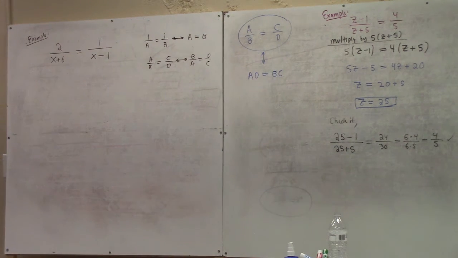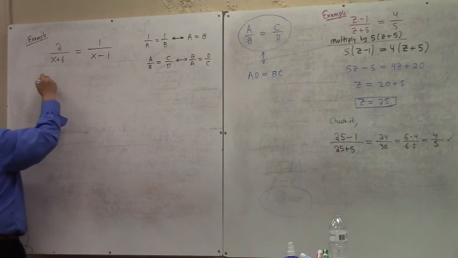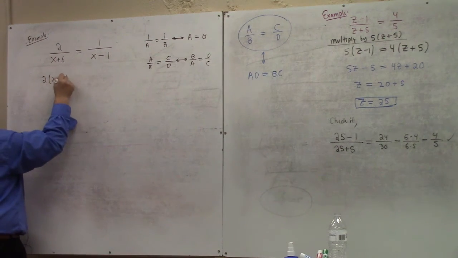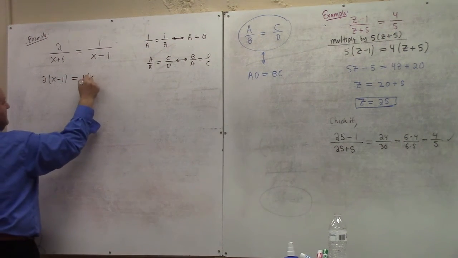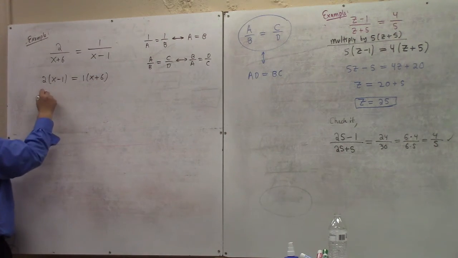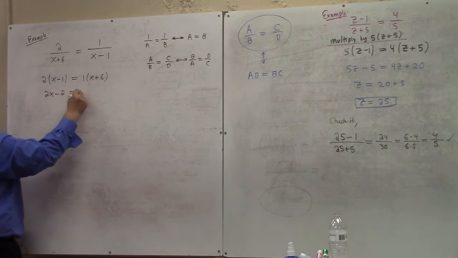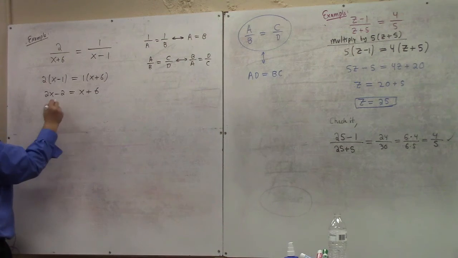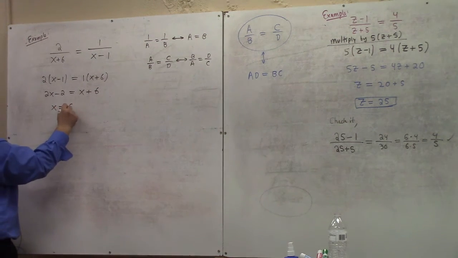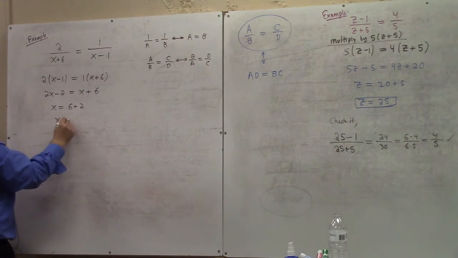So, hey, you guys, choose your own adventure. What do you want me to do? Flip the equations or cross multiply? Cross multiply. All right, we have a winner. So 2 times x minus 1, 1 times x plus 6. So that gives me 2x minus 2 is equal to x plus 6, which gives me x is equal to 6 plus 2, which gives me x is equal to 8.